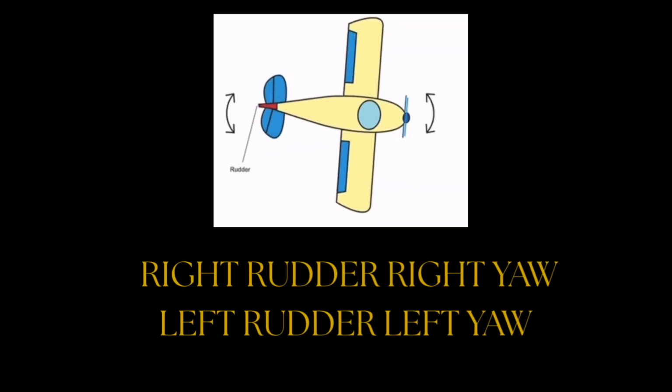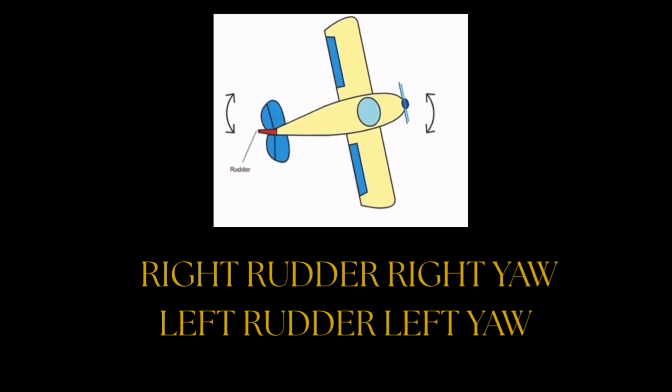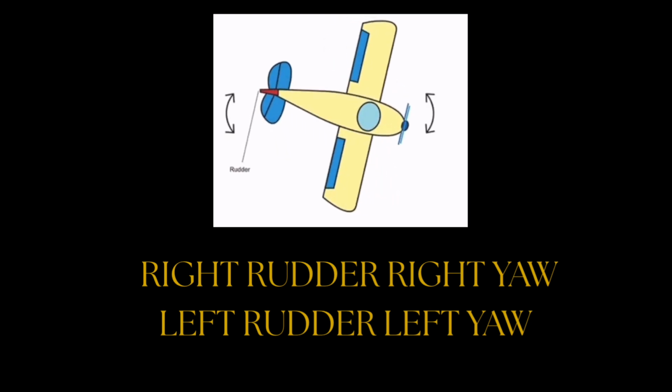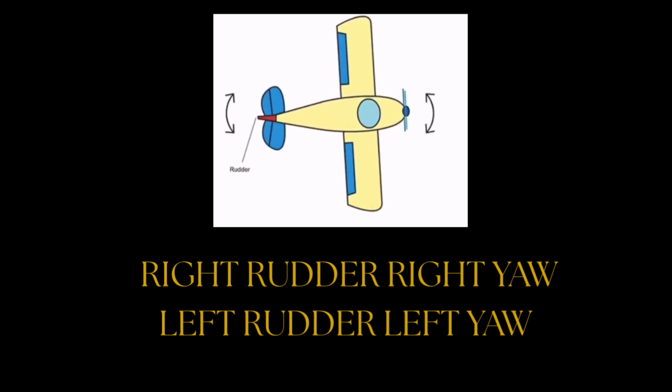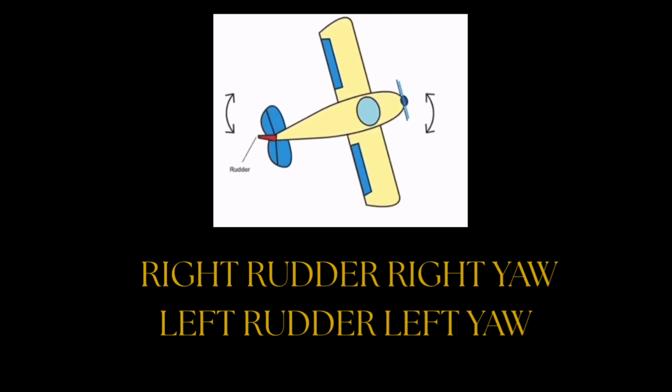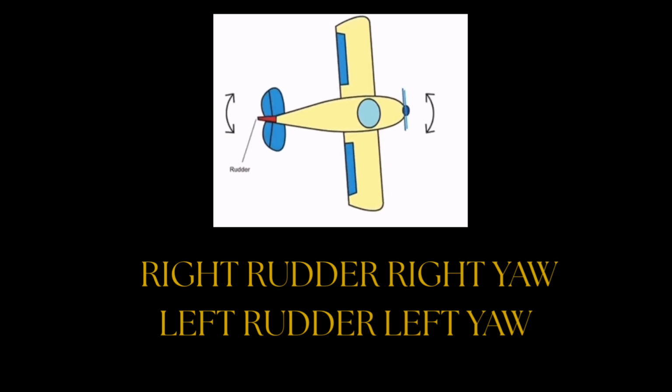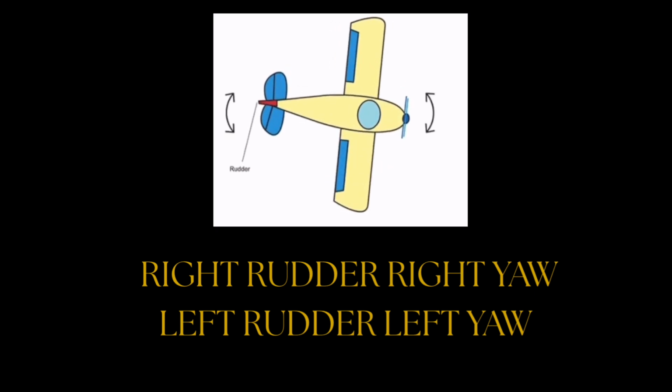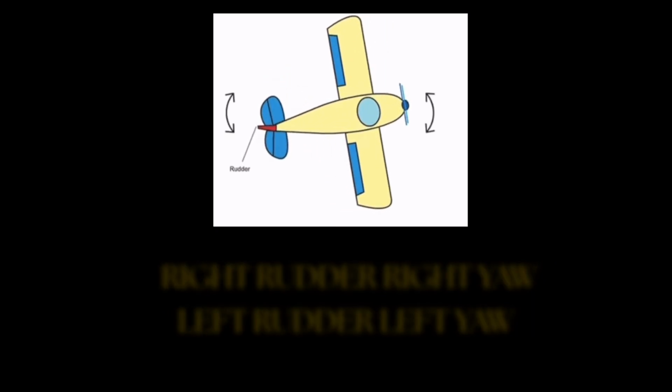Rudder is basically used for control in yaw moment about the normal axis. The rudder is mounted on the trailing edge of the vertical stabilizer. When deflected, it generates a side force on the vertical tail, producing a yawing moment about the vertical axis, controlling the aircraft's left and right direction movement.